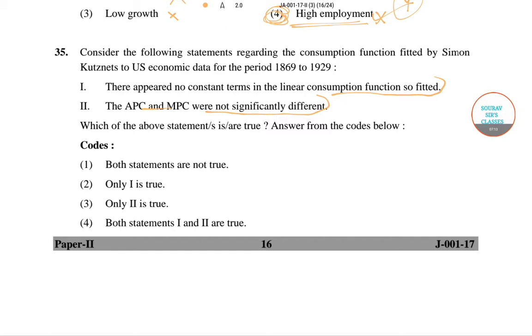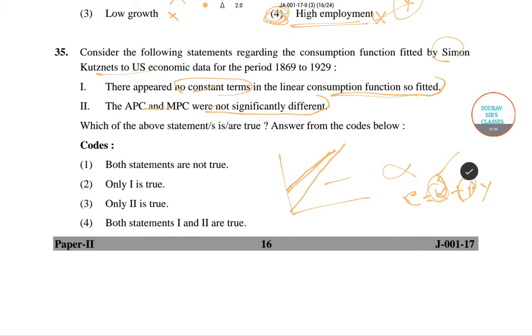For question number 35, we know the right answer is that they both are right. Consider Kuznets following US data, there appeared no constant term, that is alpha, in the linear consumption function so fitted. Keynes basically said that consumption depends on alpha plus beta Y, where beta is the MPC. According to Kuznets, there is no alpha, that is, the consumption curve instead of looking this way looked this way. So there is no concept of alpha in Simon Kuznets' understanding of the consumption function.